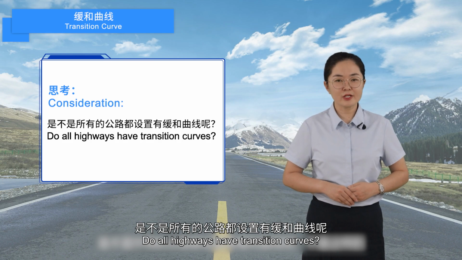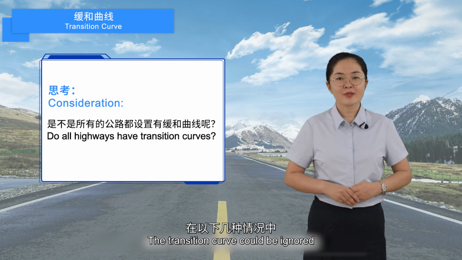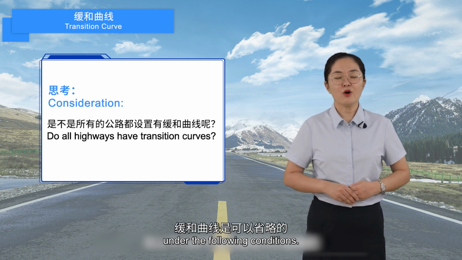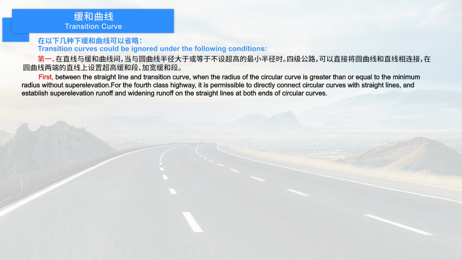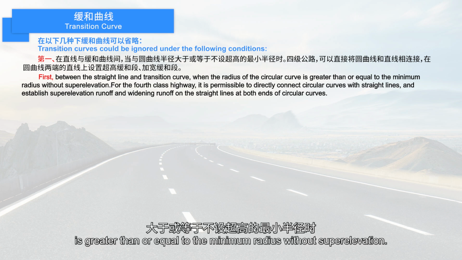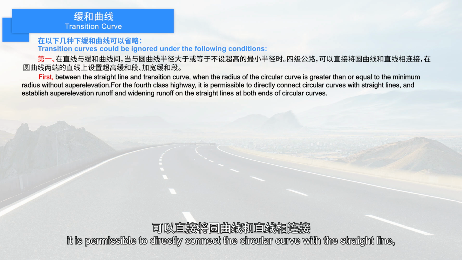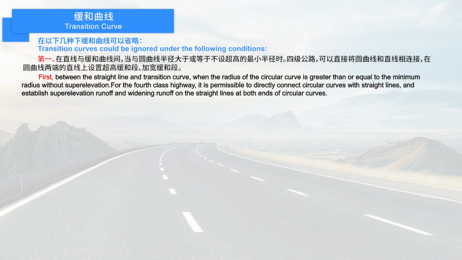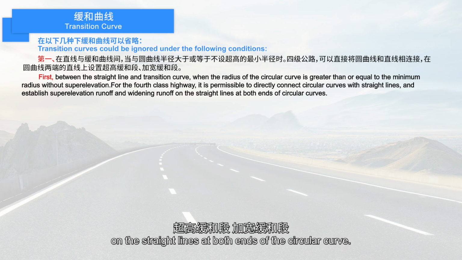Do all highways have transition curves? Not necessarily. The transition curve could be ignored under the following conditions. First, between the straight line and transition curve, when the radius of the circular curve is greater than or equal to the minimum radius without super-elevation. For the fourth-class highway, it is permissible to directly connect the circular curve with the straight line and establish super-elevation runoff and widening runoff on the straight lines at both ends of the circular curve.